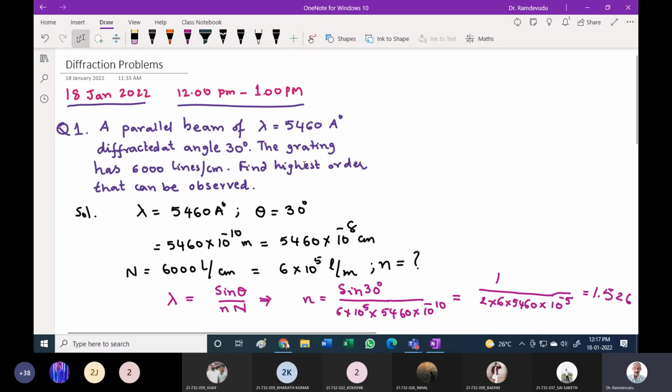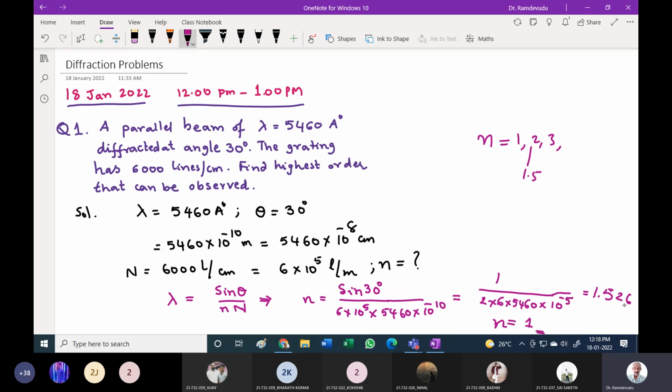But what is this? Order, they're asking, n. But you know, orders will be 1, 2, 3 only, not 1.5. You cannot have 1.5 order. Therefore, you should write the answer without truncating to the higher order. You can see either the first order, second order, or third order, but 1.5 is somewhere in between, which I cannot see. Therefore, n is only one order. The highest order you can see is only 1.